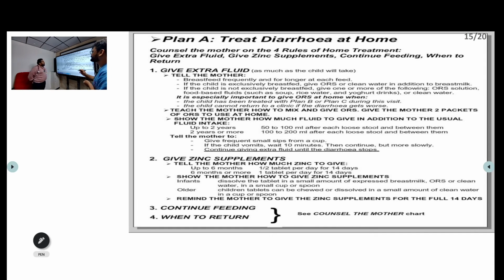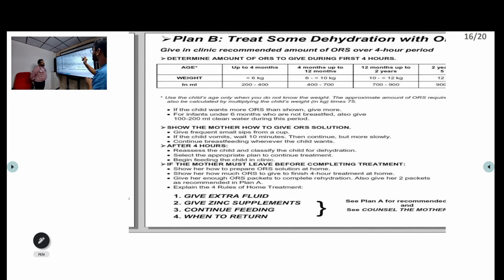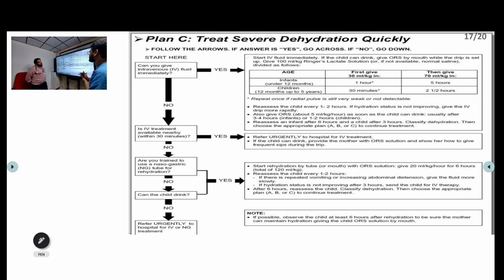Okay. This is the plan as we discussed. Whatever we have discussed: treatment of diarrhea at home with extra fluids. Plan B, treatment of some dehydration. Treatment of plan C. Plan C. Okay.